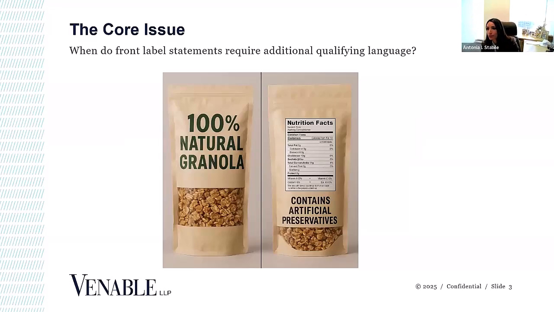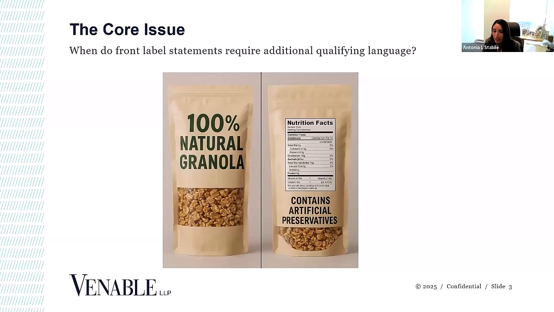Yeah, so Amit did a great job setting that up. But the core issue that we're going to talk about today is really, when does a front label statement require additional qualifying language? So how much can a consumer reasonably be expected to rely on something on the front label, and when are additional disclosures needed. We have our little example here.